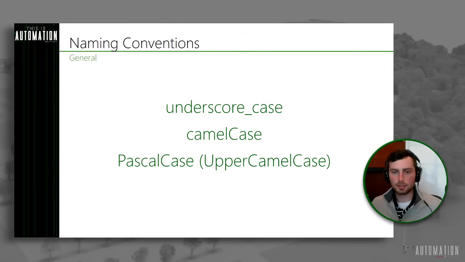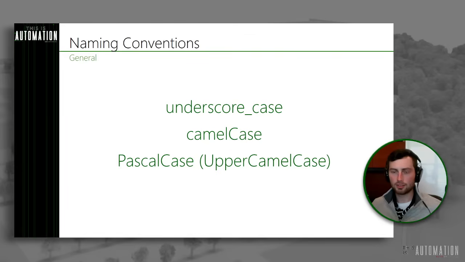Camel case is somewhat similar. It's named because of the humps on a camel. So with camel case, you're typically starting the first letter lowercase, and then any additional words you would start with a capital letter. So that improves the readability. And then lastly, we have Pascal case, which is also known as upper camel case. It's the exact same as camel case, but the first letter is capitalized.